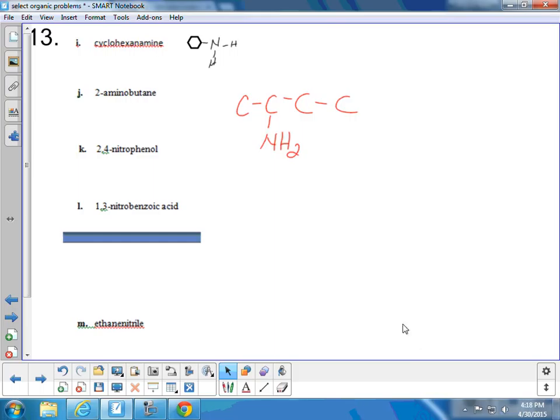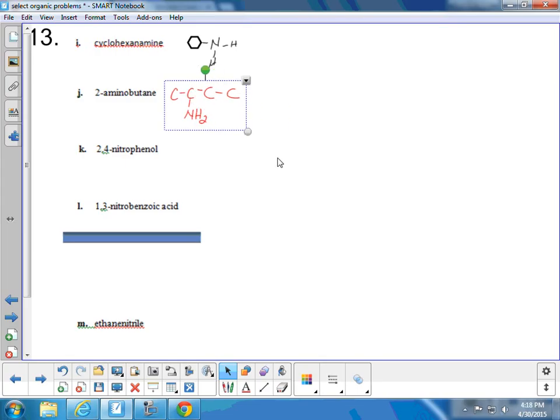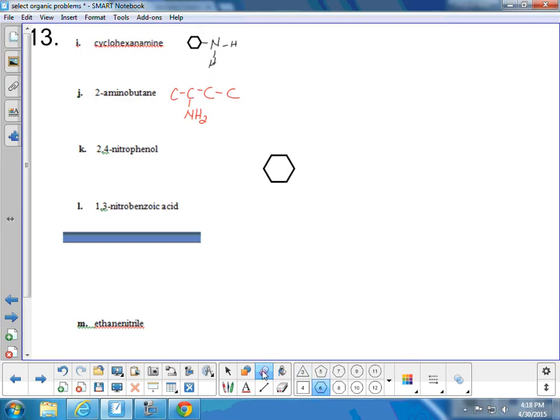Letter K, 2,4-nitrophenol. On this one, that phen tells us phenyl. So remember, phenyl is a branch of a benzene ring. So benzene is a hexagon with a circle inside of it. OL tells us that it's an alcohol. Nitro tells me NO2, and that's not one that's on your foldable.